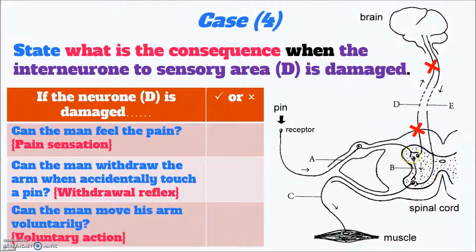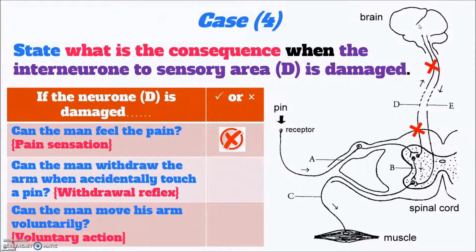of the spinal cord to the sensory area of the cerebrum is damaged. So can the man feel the pain? Of course not, because even though the nerve impulse can be transmitted along neuron A, the sensory neuron, to the spinal cord, the nerve impulse cannot be transmitted to the sensory area of the cerebrum at all.